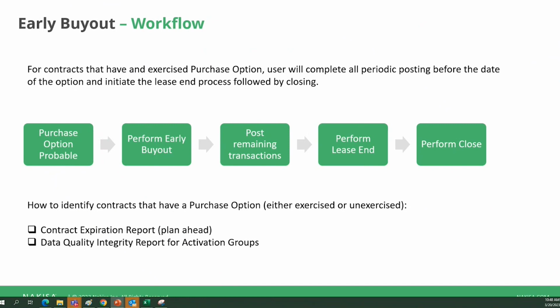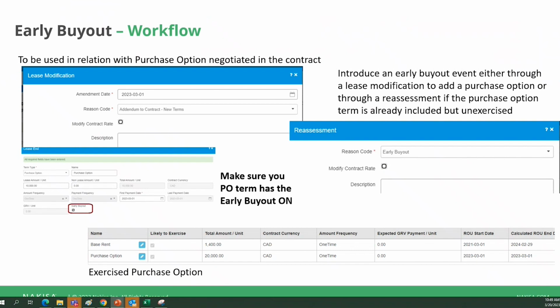Once again, you can make use of the contract expiration report and the data quality integrity report to check the purchase options that have been entered. If you do not have the purchase option added, then similar to what I said for termination option, you might want to have a different type of referencing for those contracts. You want to plan for them in a different way. So similar to the termination option, you can add it through a list modification, and you can reassess it.